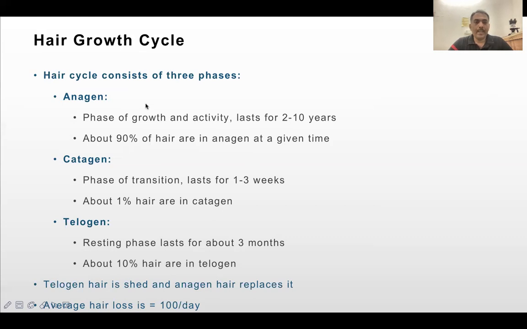The next phase, as the hair passes from the activity, is the phase of transition and is known as catagen, which lasts for 1 to 3 weeks, and about 1% of overall hair at a point of time are in catagen.